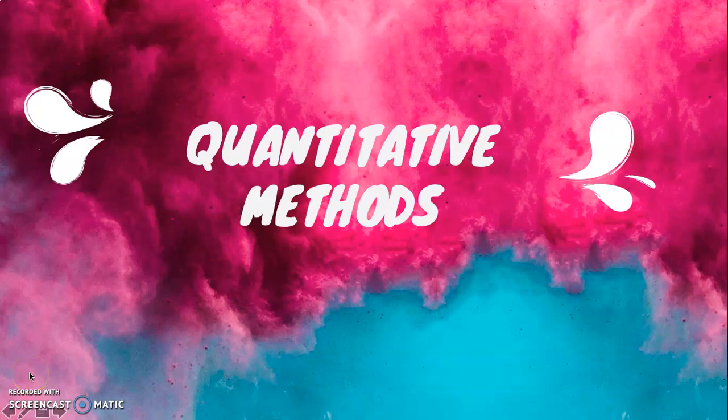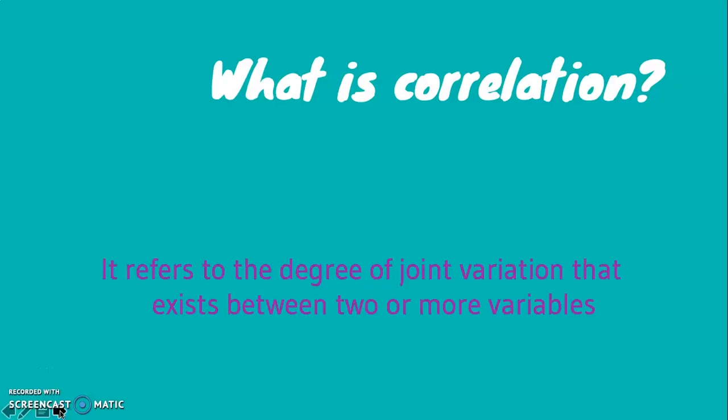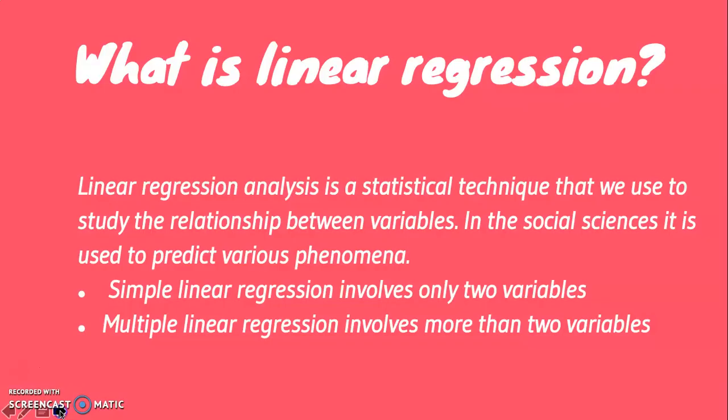Today I'll be talking about quantitative methods, and the focus will be on correlation and linear regression analysis. What is correlation? Correlation refers to the degree of joint variation that exists between two or more variables, while linear regression analysis is a statistical technique that is used to study the relationship between variables.